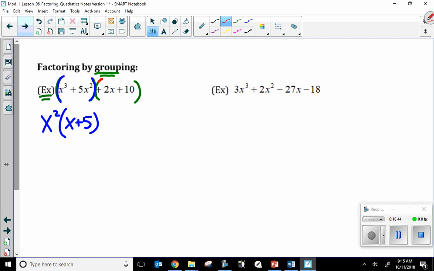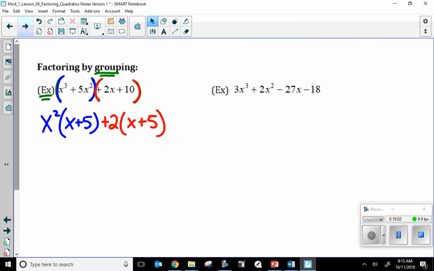Now I factor the second check, so to speak, the one in the second parenthesis. I can factor out a positive 2. I take out a positive 2, that leaves me x plus 5. The whole purpose of doing this, and the goal you should have, is that what's in these parentheses should match. Okay? Now it's just a matter of rewriting this.